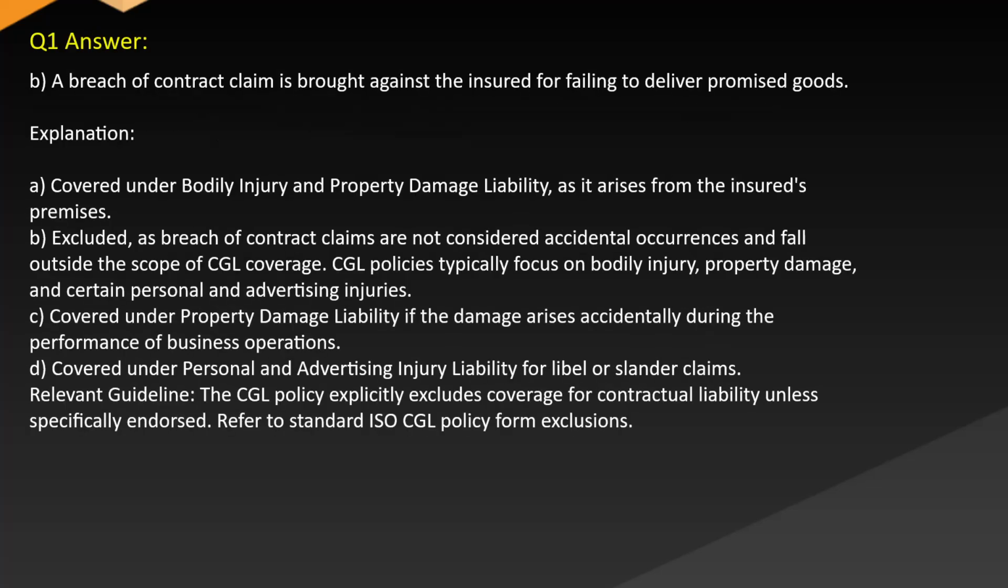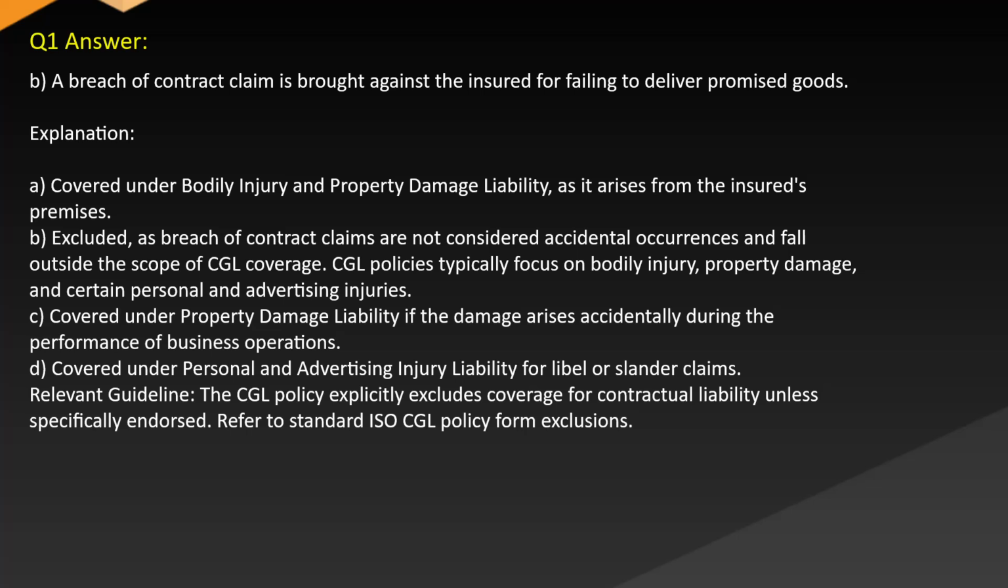Answer: B. A breach of contract claim is brought against the insured for failing to deliver promised goods. Explanation: A. Covered under bodily injury and property damage liability as it arises from the insured's premises. B. Excluded, as breach of contract claims are not considered accidental occurrences and fall outside the scope of CGL coverage.